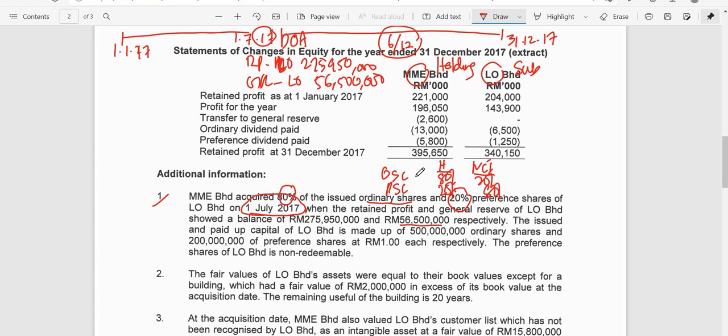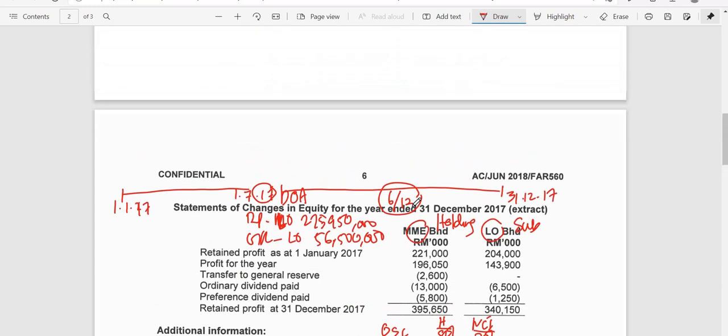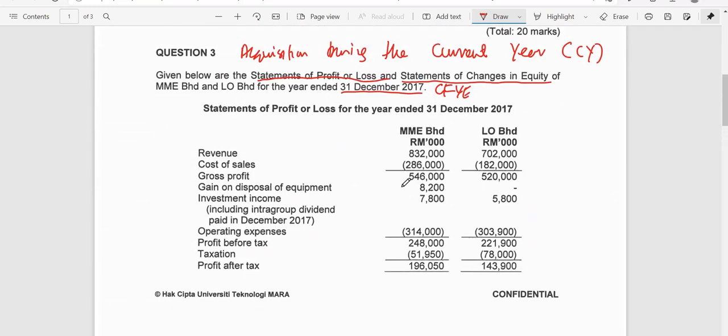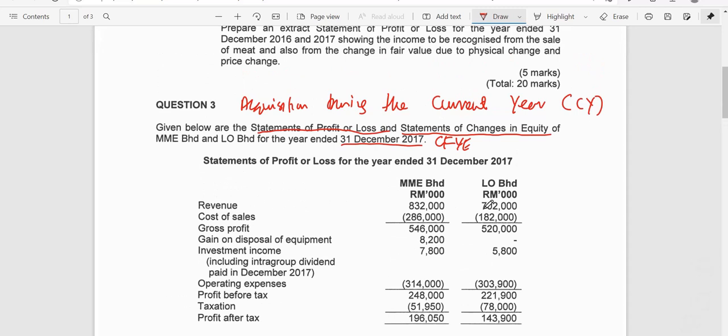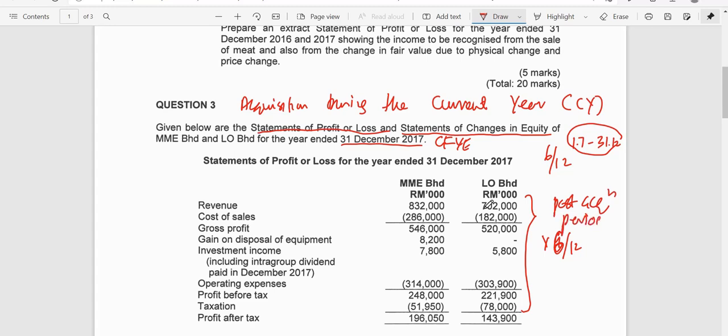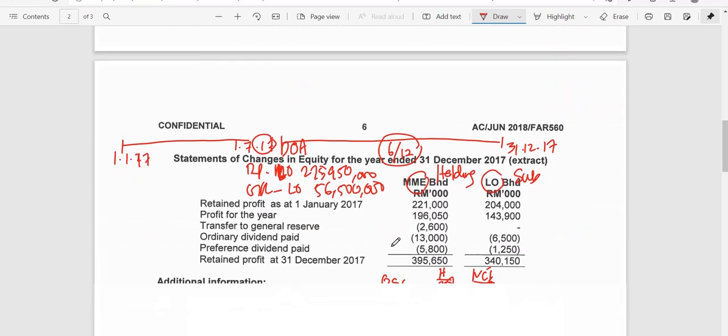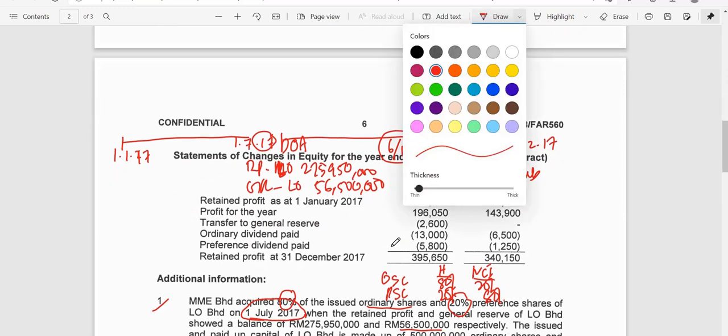For that reason, if you have the situation where acquisition is during the current financial year, the consolidation of the revenue and expenses of the subsidiary shall just be for 6 months. Why 6 months? It was between 1st of July up until 31st of December. So this will all be a portion according to 6 months. 6 months means during the post-acquisition period in the current year.